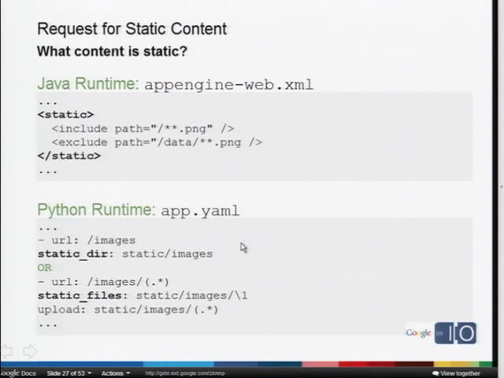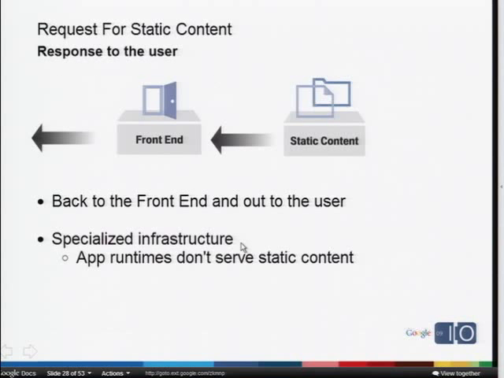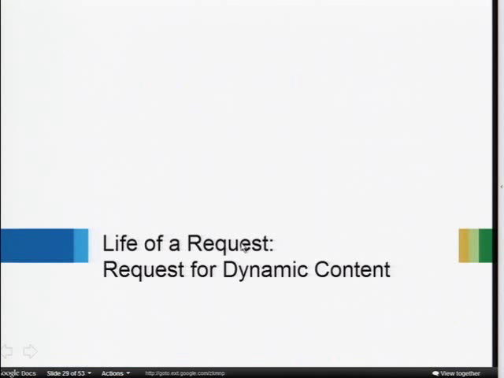Well, you tell us in your configuration which you upload along with your application. For the Java runtime, the appengine-web.xml file, anything inside those static XML tags is uploaded to our static content servers. And in Python's app.yaml, anything marked static directory or static files matching those regular expressions will be served off static content serving. So afterwards, the response is returned from the static content server to the front end and then back out to the user. Again, we haven't touched any of the other infrastructure here, which is really great for scalability.